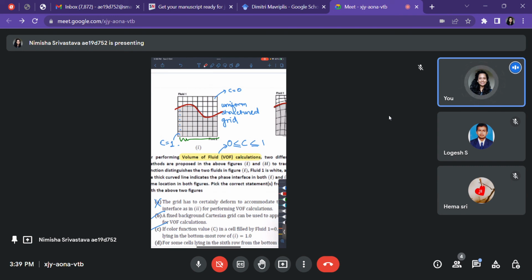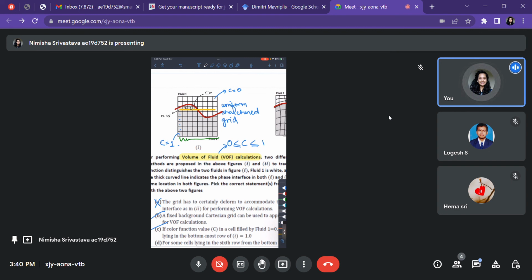let's just mark it in red once again. Wait, no, red is not a good idea. So we have yellow. So when we are looking at this row, we'll see what the color functions of each of these cells look like. This is one. No, this is not one. This is going to be somewhere around 0.85. As you can see, it's mostly covered with the gray fluid. This will be 1. This will be 1. This will also be something greater than 0.5.